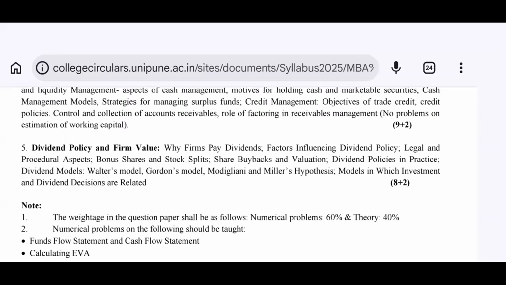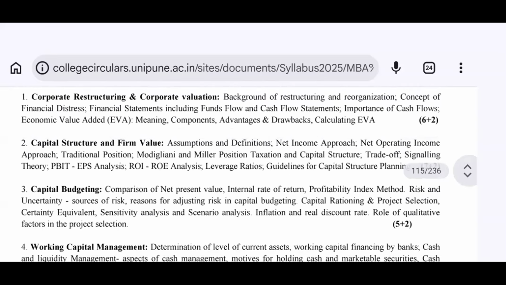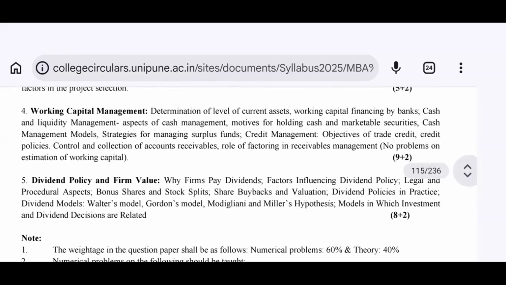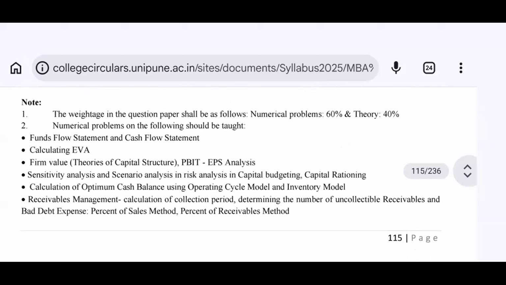So in the fifth unit, you will find again we are learning theory. In your second unit, capital structure, we have different models, and in your fifth unit, we have different models which we are learning about. Now let's go to the core part, understanding the numericals and theory part about this subject.